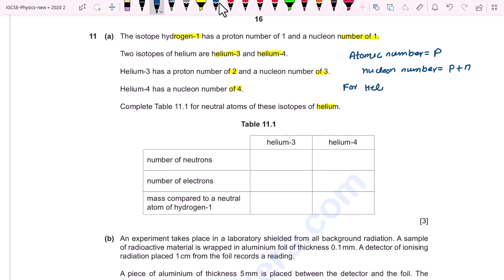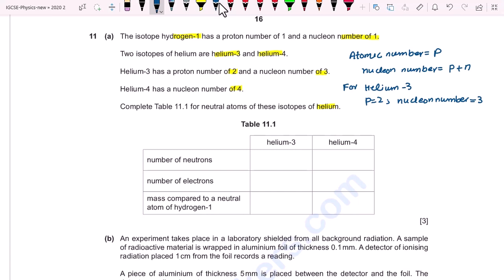For helium-3 isotope, the number of protons is 2, P is given as 2, and the nucleon number is 3. So we see the table of what we have to find out.